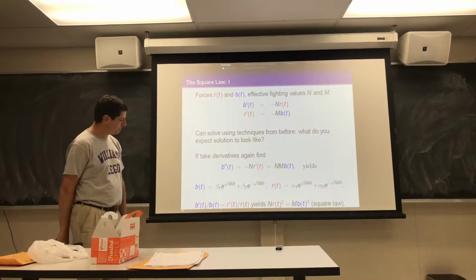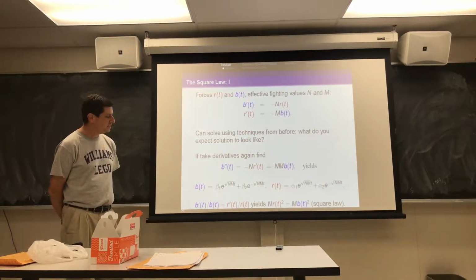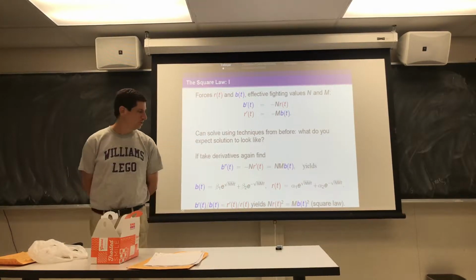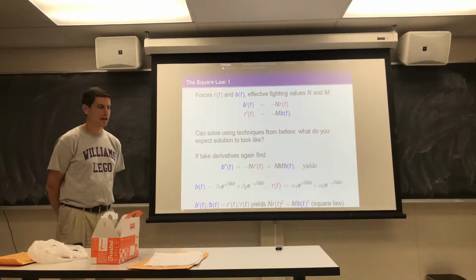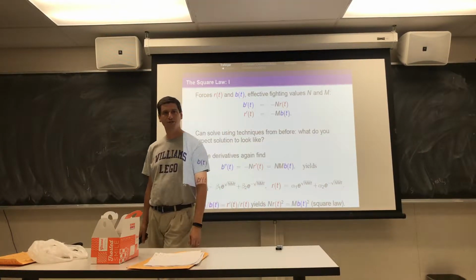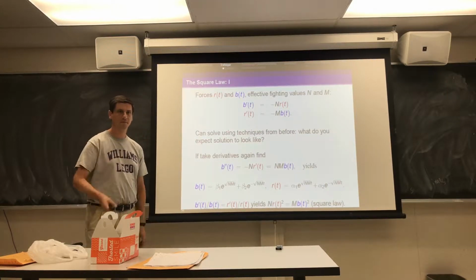The real thing that's interesting is b prime over b equals r prime over r. This leads to n times r squared equals m times b squared. This is called the square law. And it basically says, if you have different effectiveness of the forces, how many reds do you need to equal how many blues? So yes?